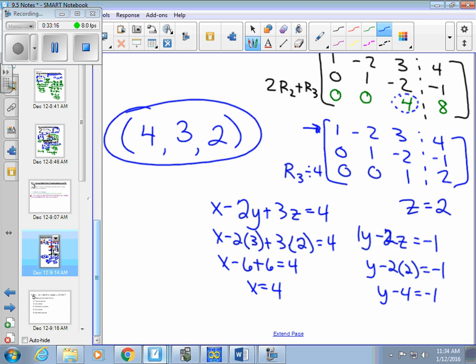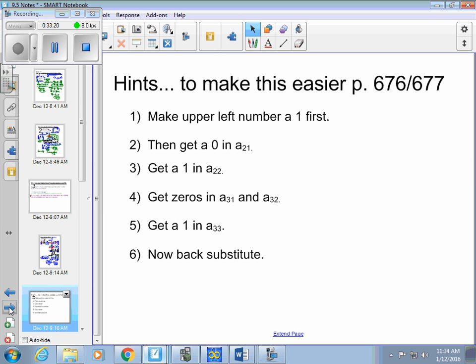On pages 676 and 677, they give you some helpful hints in those boxes. There's a blue box and there's a pink or red box, depending on how you see that. They give you some helpful hints as to how you can do your row echelon form, what's going to help you, ideas of where to start. Definitely something to read about as you're trying to practice with your matrix.